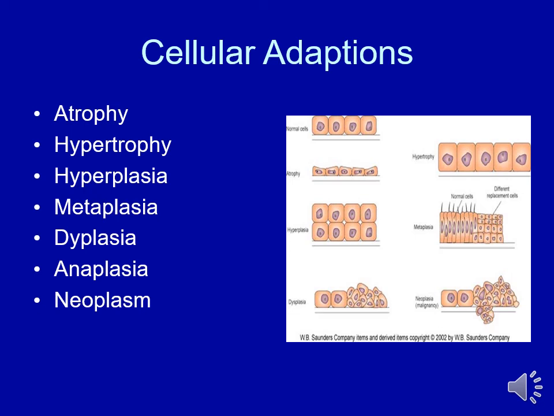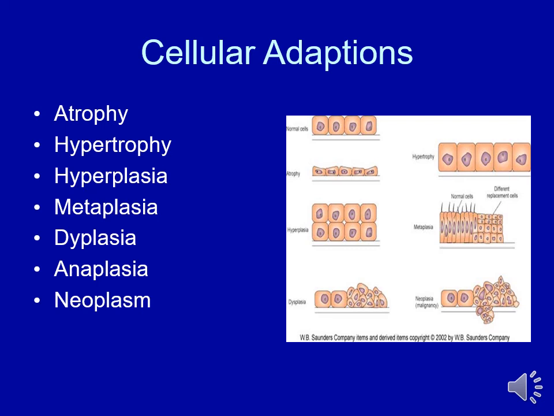Dysplasia is tissue having cells that vary in size and shape with an increased mitotic rate. These are called atypical cells. They may result from chronic irritation or infection, or they could be precancerous changes. A routine Pap smear checks for atypical cells in the inferior tip of the cervix.